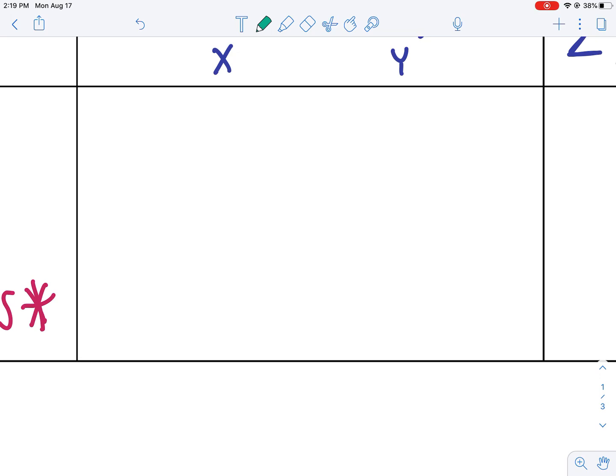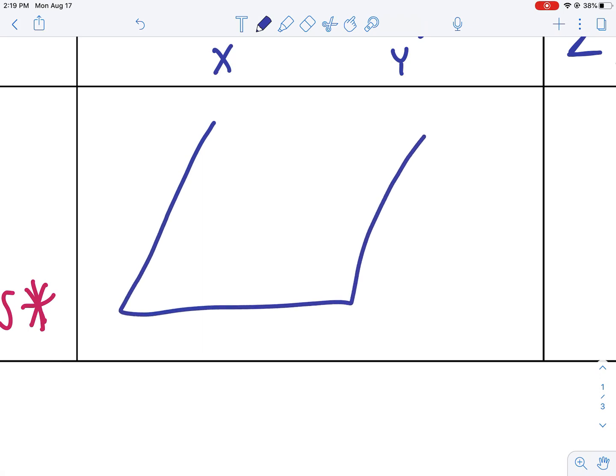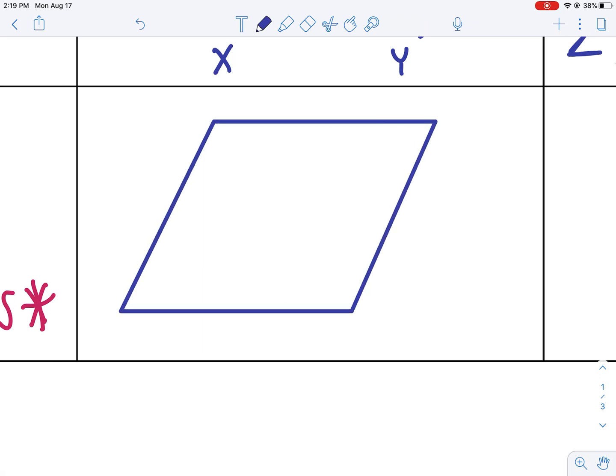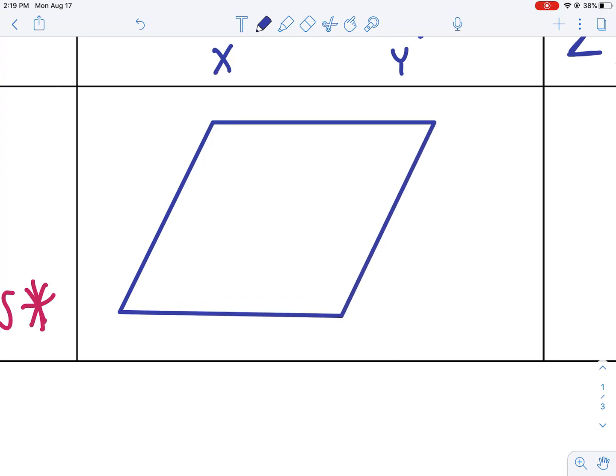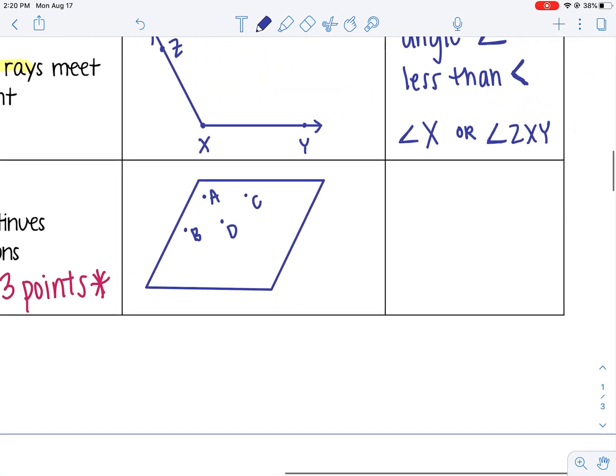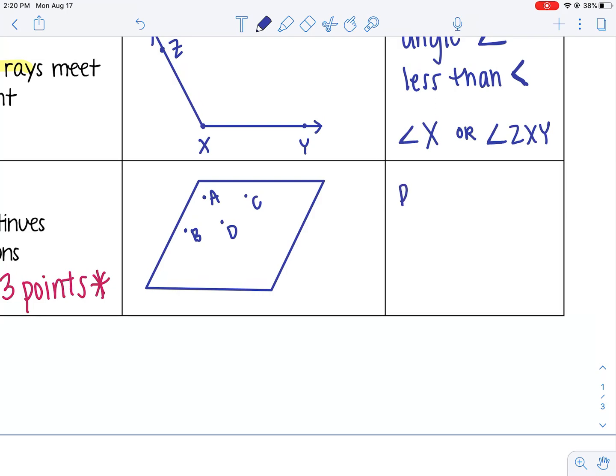So the question becomes, how do you draw a plane? It's just a slanted rectangle. So all I have to do is draw a slanted rectangle. I'm using this cool app that fixes my pictures for me because I'm a horrible artist. That's okay. And then I'm going to give it 3 points. I'm going to call it A, B, C. Let's throw a D in there for the heck of it.